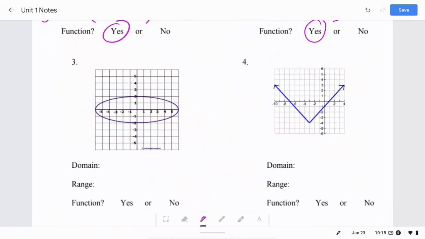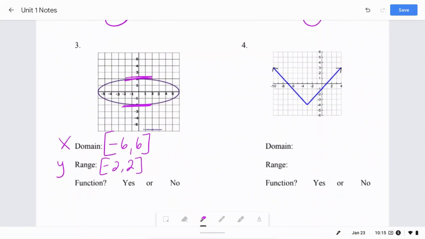In example 3, again, how far to the left is the graph going? It's stopping here at -6. And then how far to the right does the graph go? It stops at +6. So we're going to put brackets around both of those numbers since it has a starting and a stopping point. With the range, how far down is the graph going? It stops at -2. And then how far up does it go? It stops at +2. And then does this graph pass the vertical line test? It does not, because I can draw a vertical line that's intersecting the graph more than once. So that's why it's not considered a function.